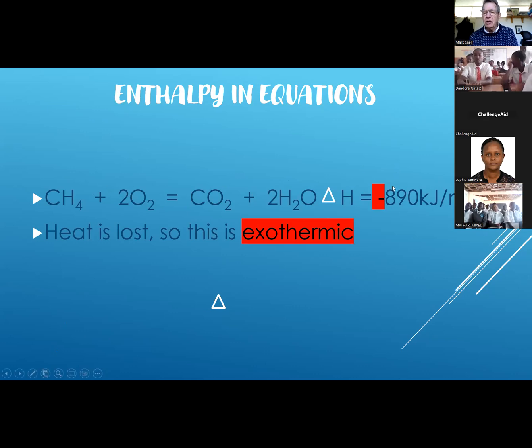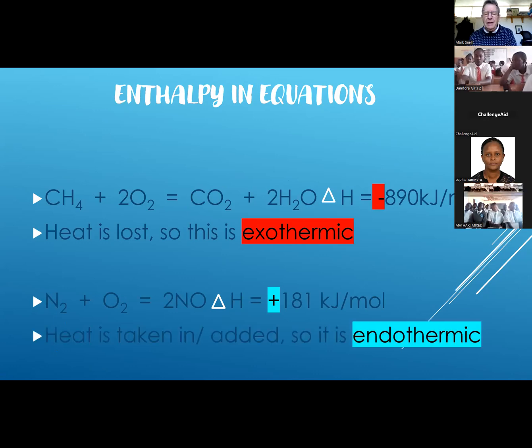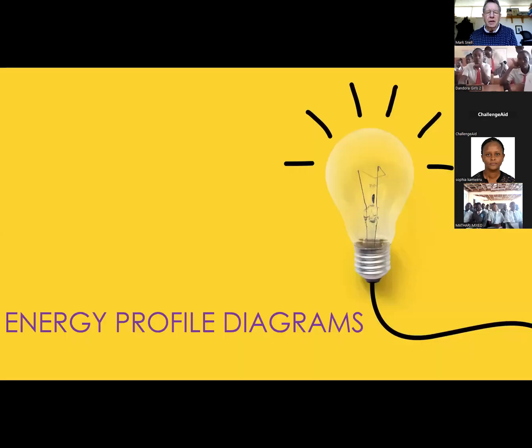The chemicals have lost that heat. It has been given out. In nitrogen being oxidized to nitrogen monoxide, nitrogen 2 oxide, it is positive 181, and that means it is endothermic. It will take in heat from its surroundings. That's really important that you remember that delta H is negative means exothermic, and positive means it's endothermic.